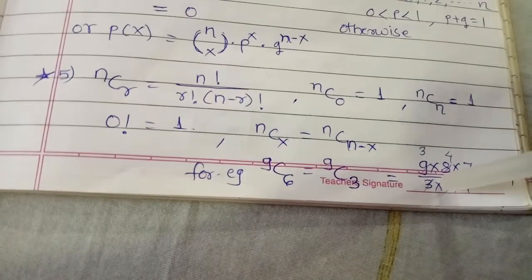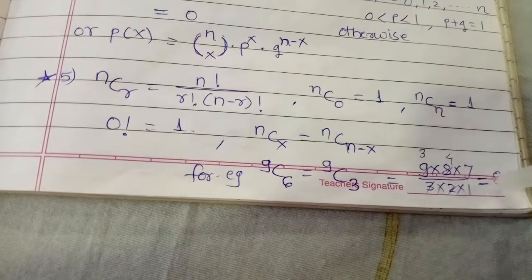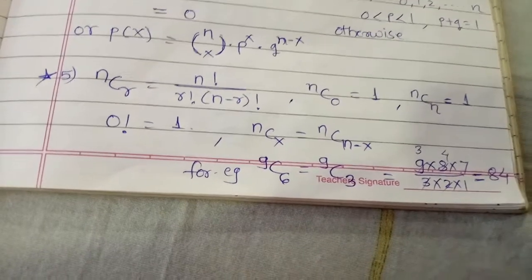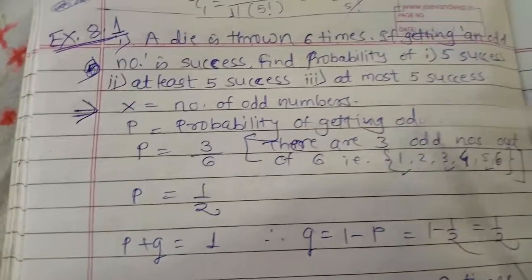And 3 is also written down, that is 3 to 1, that is 3 factorial, we can write like this: 3 into 2 into 1, which is nothing but the 84. Now we start with the exercise 8.1.